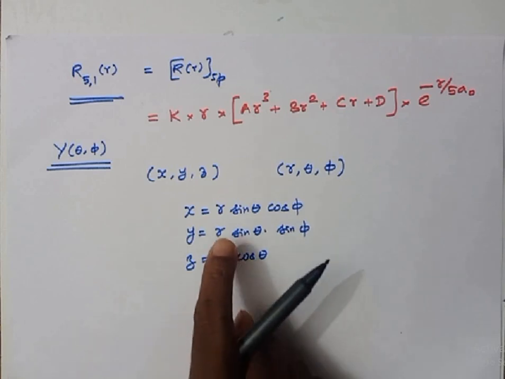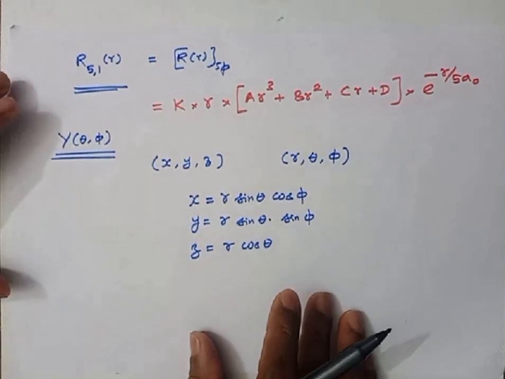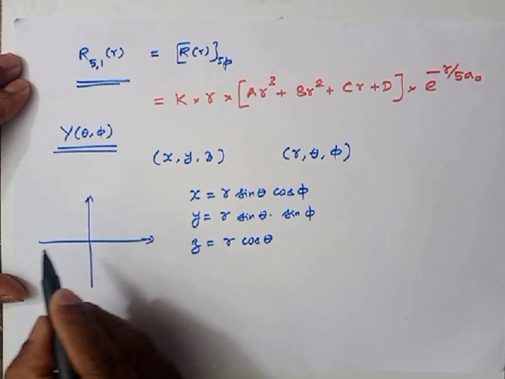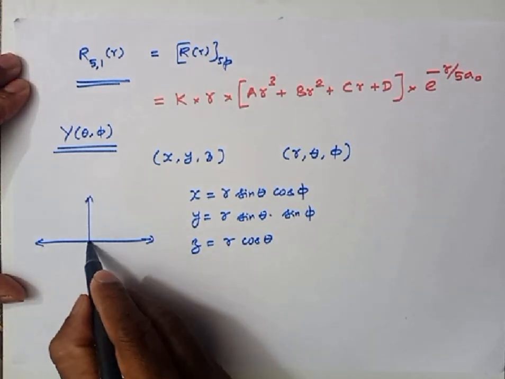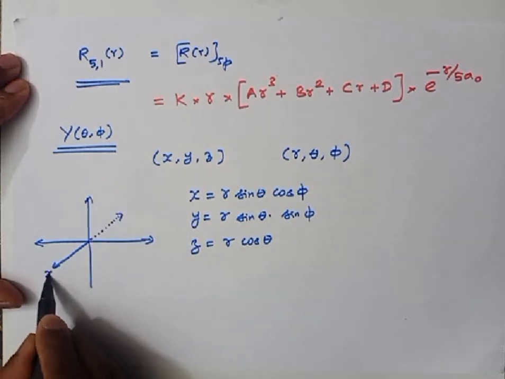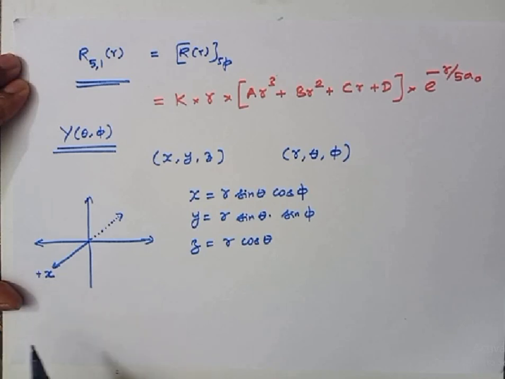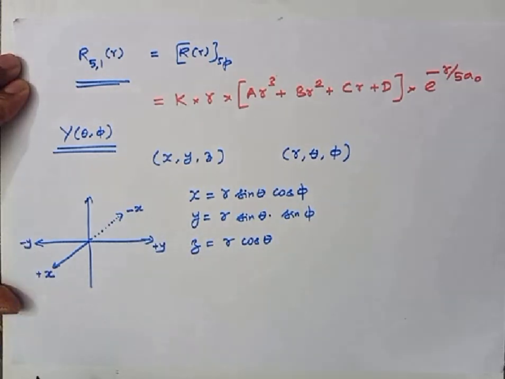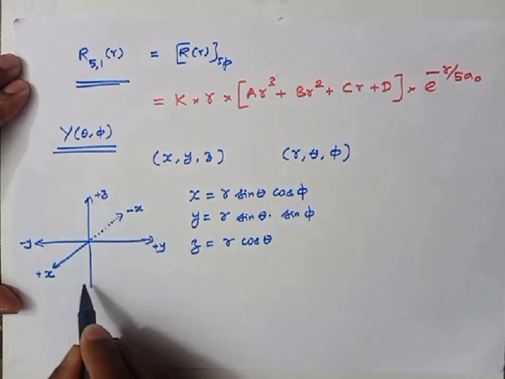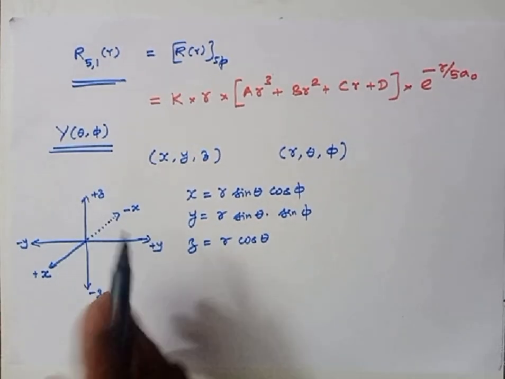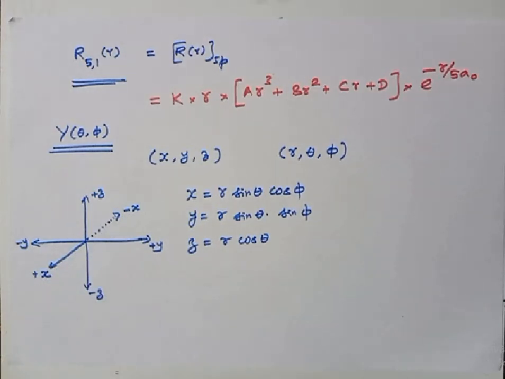Clear? What is the meaning for r, what is the meaning for theta, and what is the meaning for phi? Listen, suppose I take a Cartesian coordinate space. Let me take this axis as the perpendicular axis. So this is the x axis, plus x. This is plus y. This is minus x. This is minus y. This is the plus z axis and this is the minus z axis. See, the x axis is perpendicular to the paper. Keep this in mind.